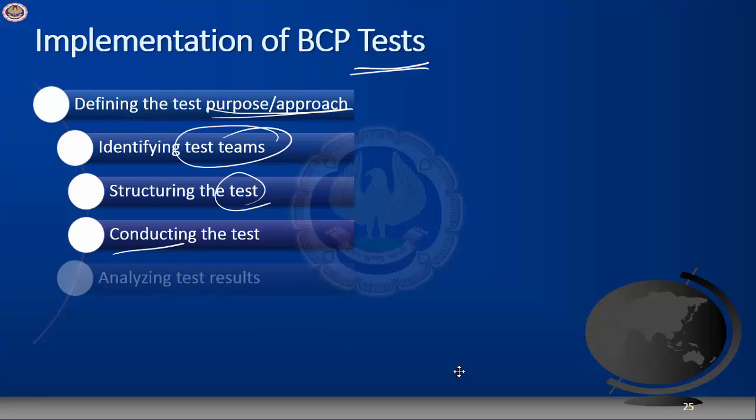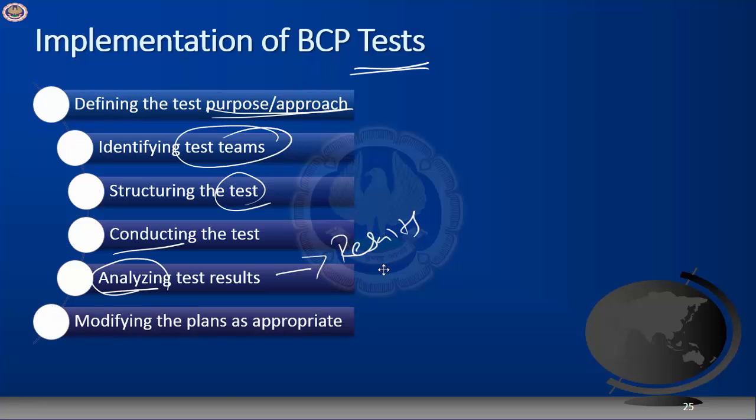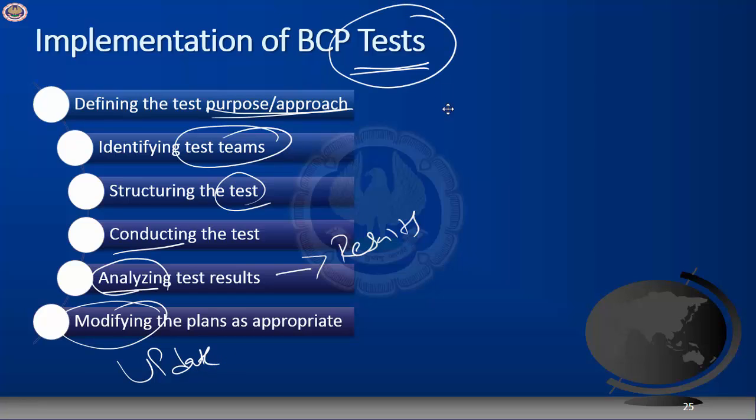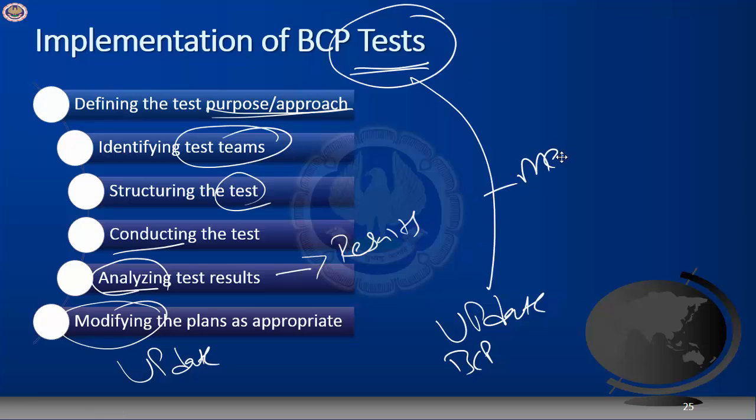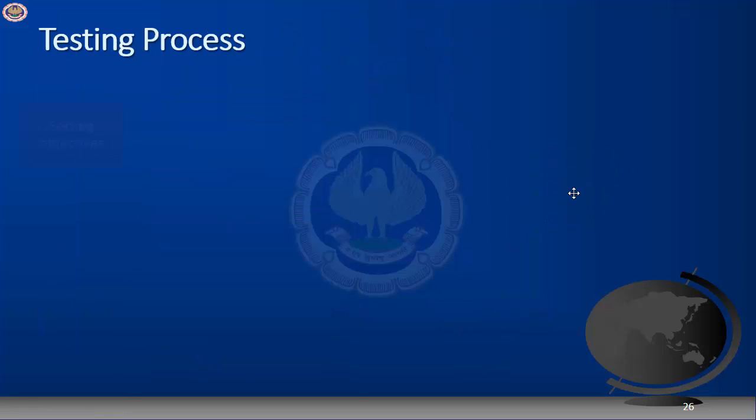You conduct the test, and after conducting the test, you look at the result, analyze them, and decide whether they actually met the criteria and what are the weaknesses of the test. And based on the test results, you need to modify or update the plans as appropriate. So fundamentally, the objective of testing is to ensure that you are able to update the business continuity plan based on the results of the test. So it means you're looking at when you test whether it meets the requirements of the enterprise as documented in the business continuity plan. Let's look at the testing process.